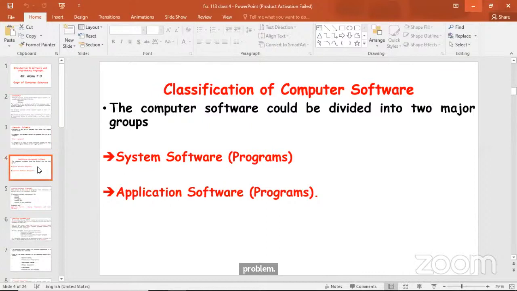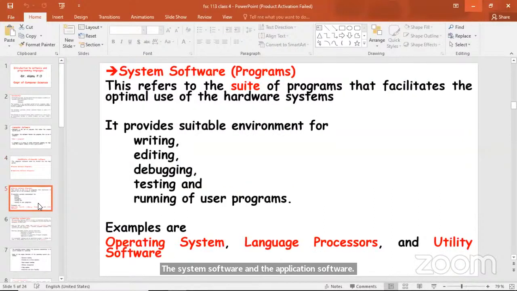Now, computer software can be classified broadly into two major groups. These groups are system software and application software. The computer software is classified into two major groups, the system software and the application software. All right, so let's look at that in detail.